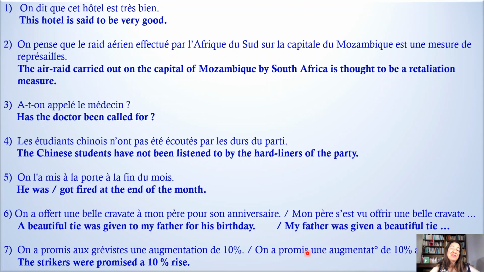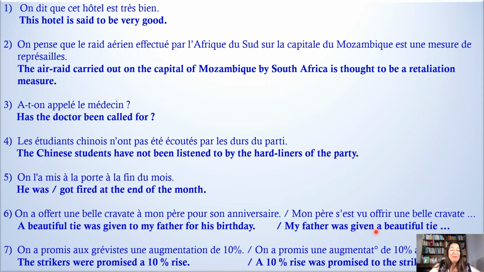If you mention this object first, it means logically that you're more interested in this object and therefore that it's logical for you to use it as the subject of the passive voice sentence in English. A 10% rise was promised to the strikers.